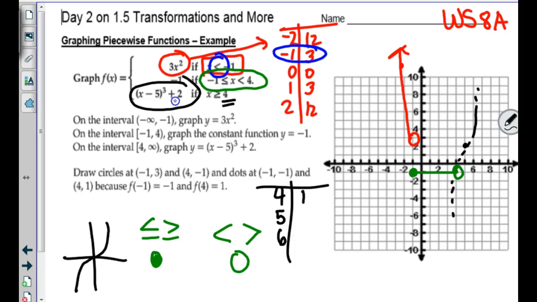My mouth and my eyes aren't working together. 5 minus 5 is 0, so we get 2. 6 minus 5 is 1. 1 cubed would be what? 1 plus 2 is 3. All right.